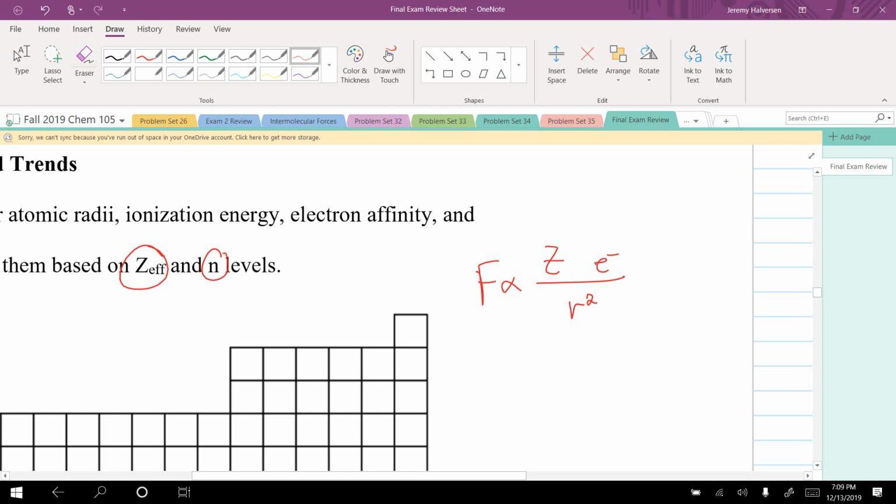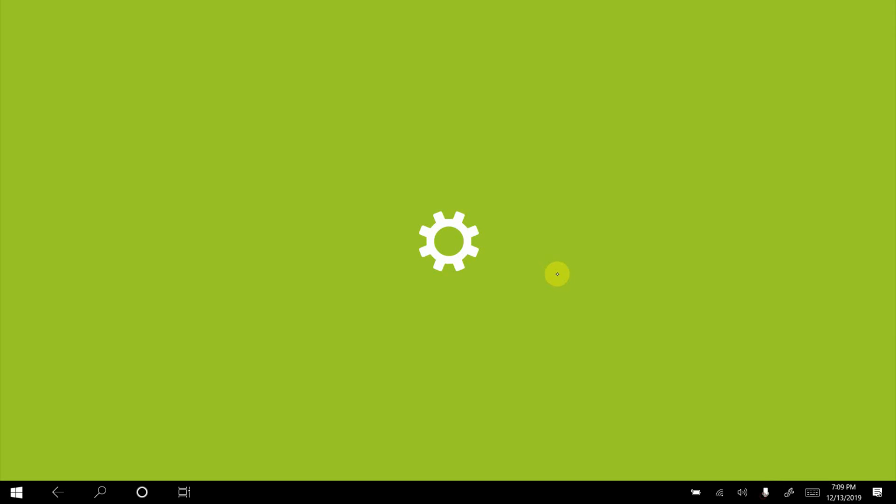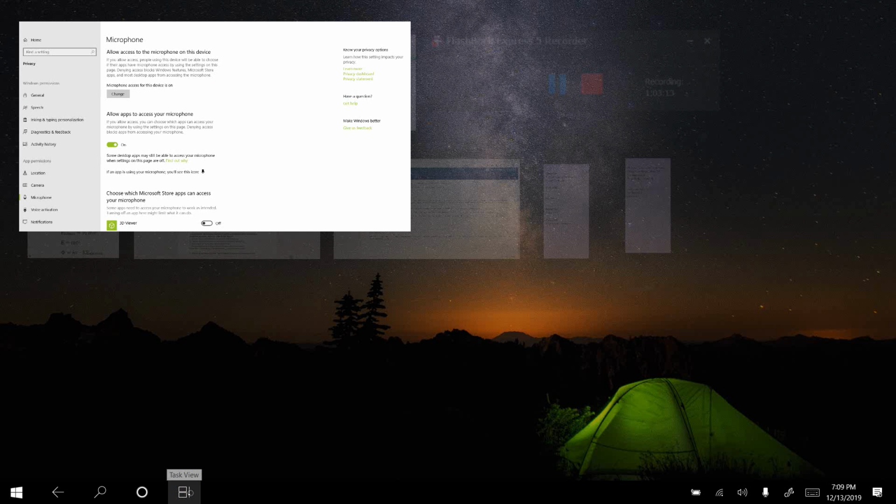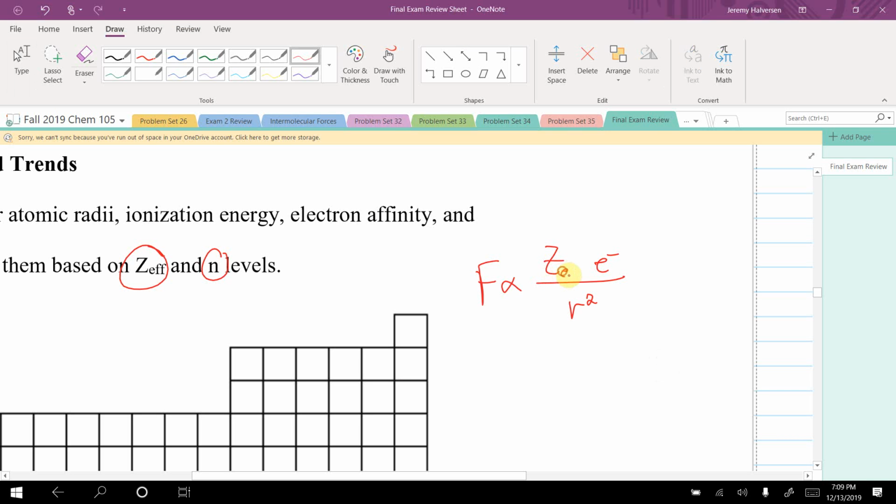Do my electrons on the outside feel everything from the inside? No, because of what we call electron shielding. And so, instead of Z, we use this Z effective term, which just means how much positive pull is felt at the outside of the atom. Okay? So instead of two charges, I'm going to put Z effective and the charge of my electron. And then what about this distance? What could we replace that with? n level, because as my n level increases, we know our electrons are getting further and further away. Does that make sense? Yeah.